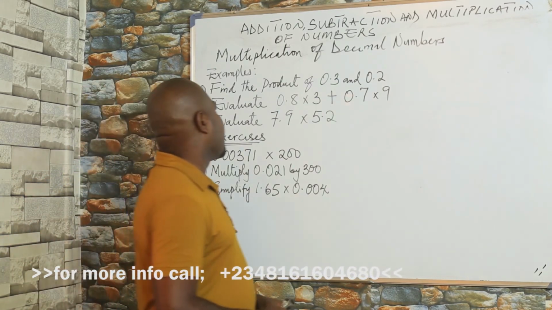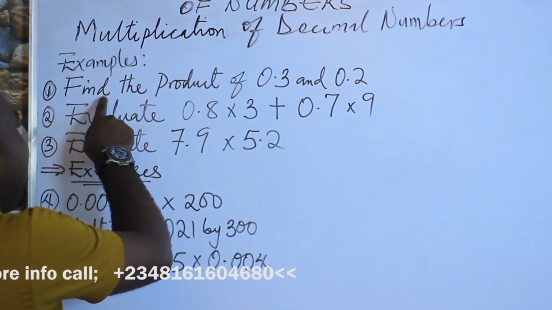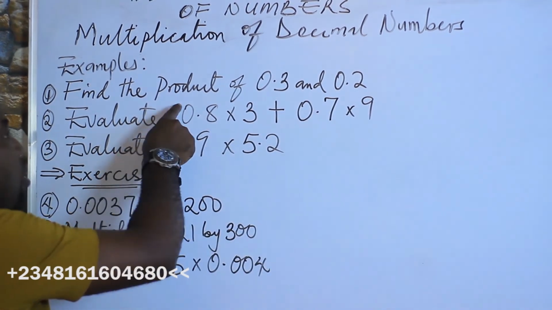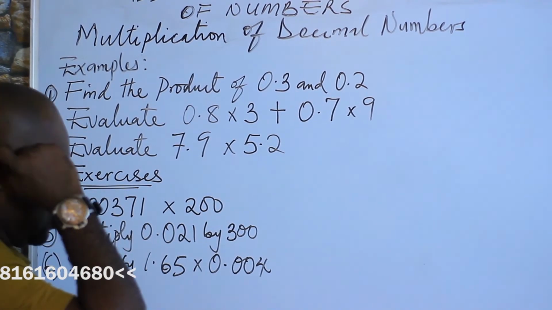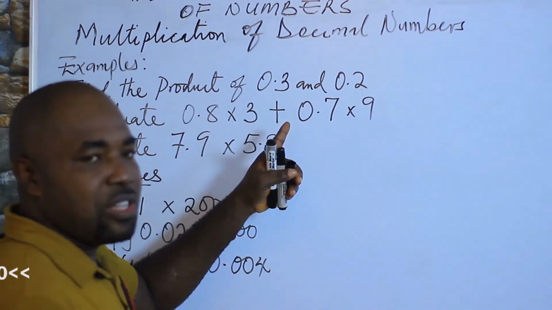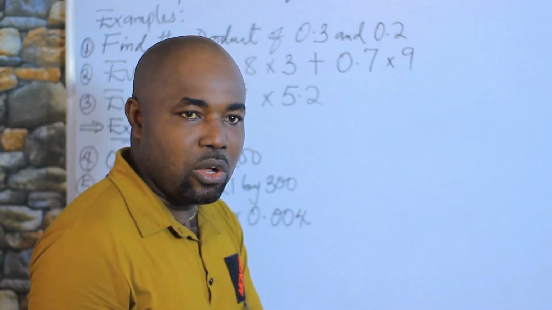Let us take the first example. Find the product of 0.3 and 0.2. Product means multiplication. Now, we are carrying out this multiplication involving decimal numbers.